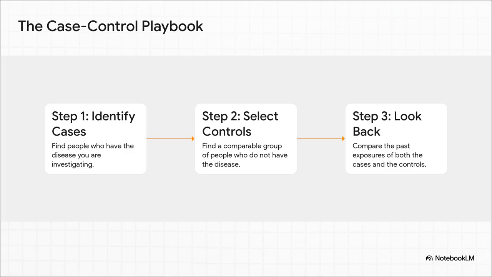The whole process is actually pretty straightforward. You can break it down into 3 simple steps. Step 1, find your cases, the folks who are sick. Step 2, select your controls, that all-important comparison group. And believe me, we're going to see in a minute just how crucial this step is. It's literally everything. And then step 3, you look back. You become a historian for both groups, digging into their pasts. You're asking questions like, hey, was this group more likely to have eaten at that one restaurant, or worked at that specific factory, or maybe taken this particular medicine?